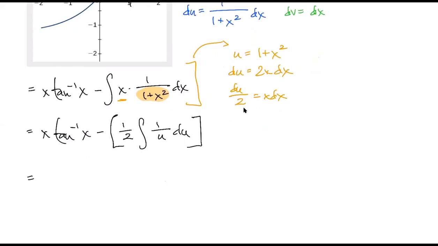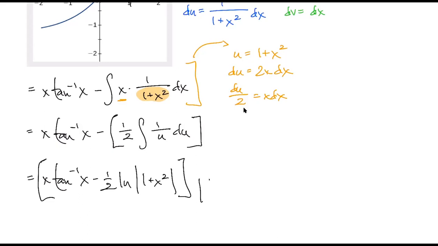Okay. The integral of 1 over u, what is that? ln u. It is natural log of u. Good. So I have natural log of, and I'm going to put back in my x's. So 1 plus x squared. Now I'm not going to have a plus c because what I want to do is plug in 1 and 0 into that.